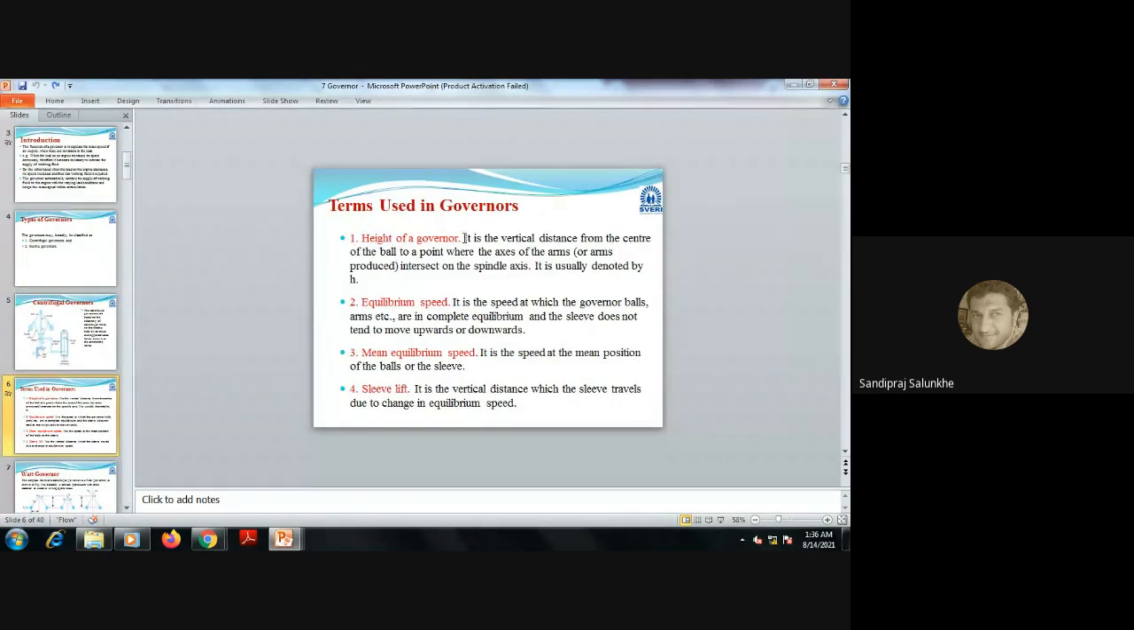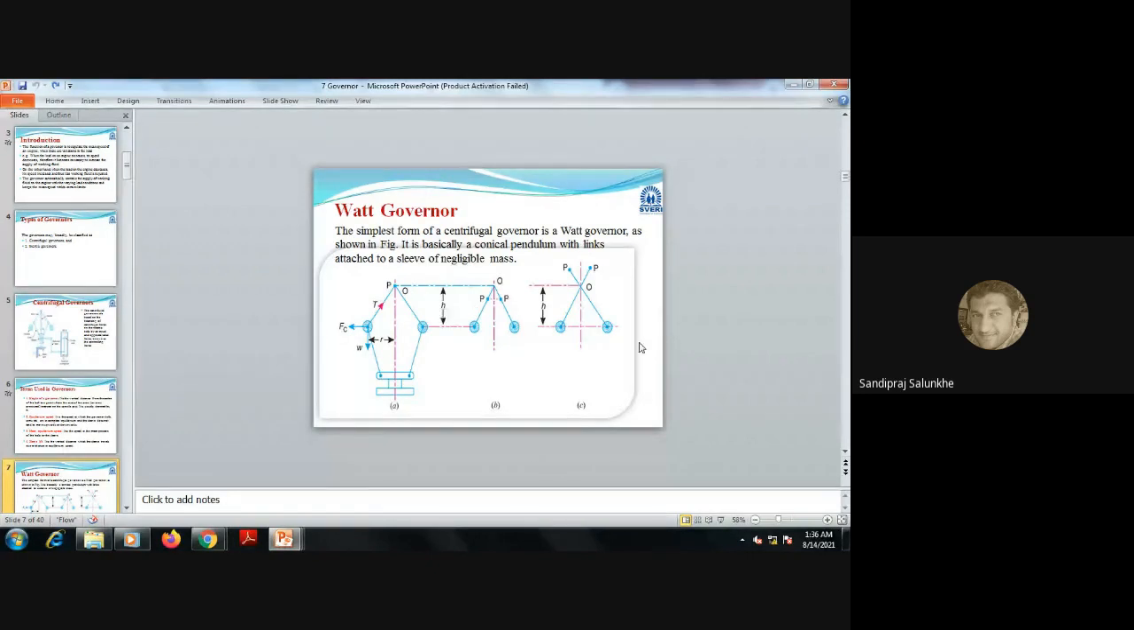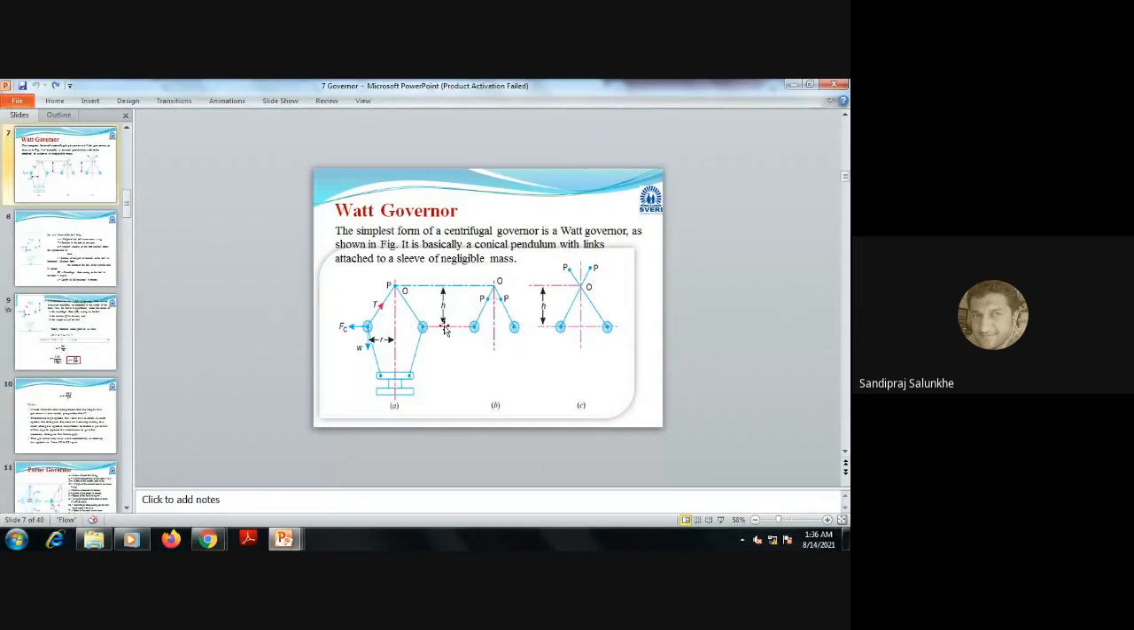First of all, we'll see the various terminologies which are used in governor. So for that we have to see this diagram. This diagram shows that the H, that is nothing but the point P where these upper links are connected with the shaft, central rotating shaft, that distance from the fly ball center distance, it is denoted by H. It is called as height of governor.